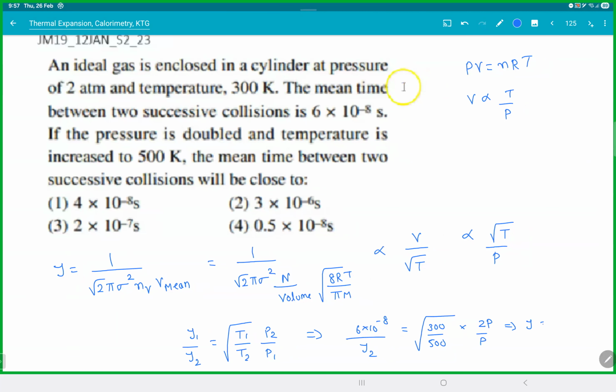So all this you will end up with 3 into 10 power 8 by root 5 by 3. That's close to 4 into 10 power minus 8. If you say 10 power minus 8, there are only two options. And the one which is closer to 4 is this guy.